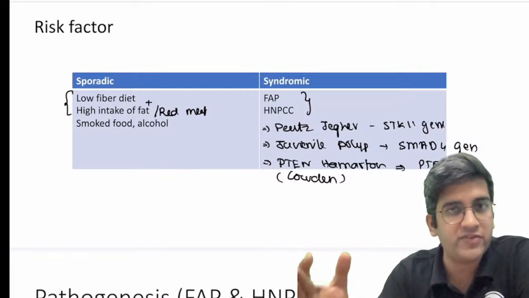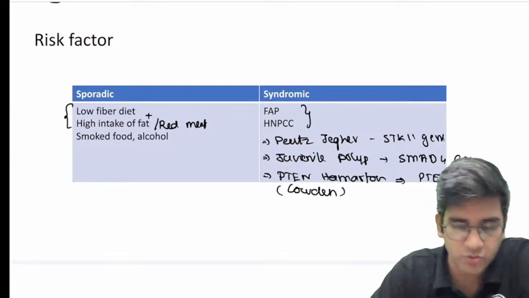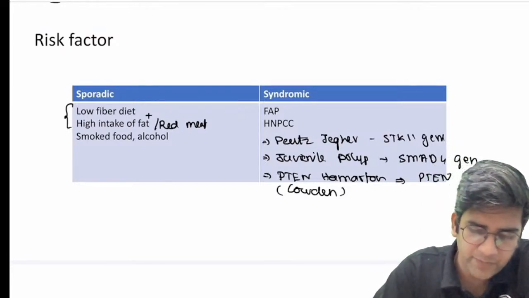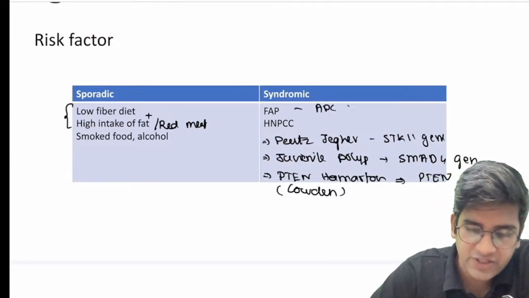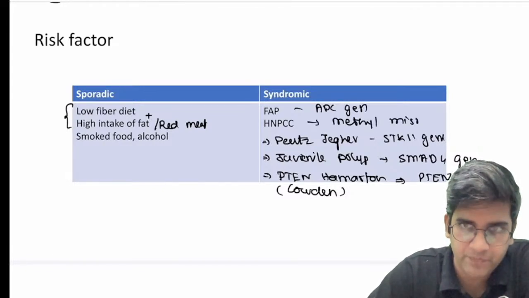Gardner-Turcot is a variant of FAP. So what's the gene involved in FAP? Anyone? Though we'll read them in detail soon. So FAP, we're going to have APC, right? The APC gene mutation is going to be there. And in HNPCC, you'll have mismatch repair gene defects.